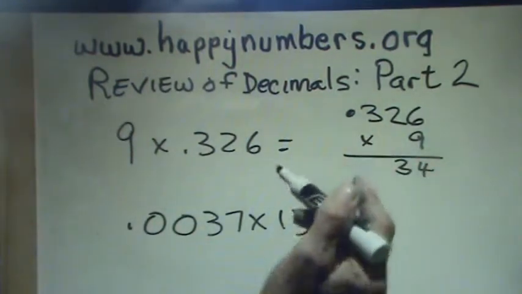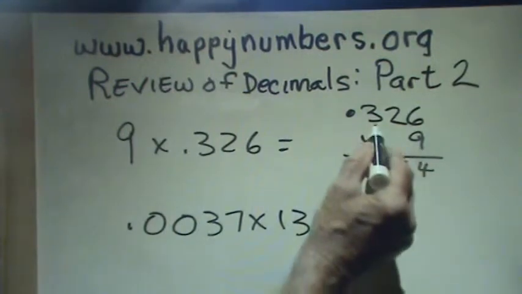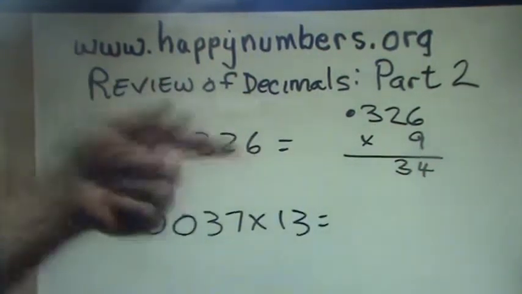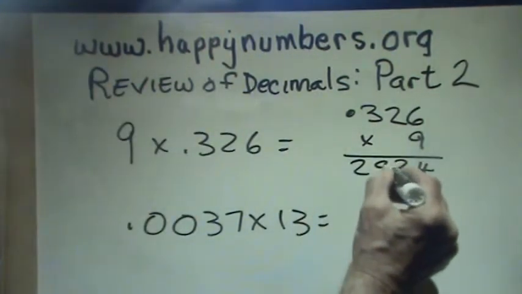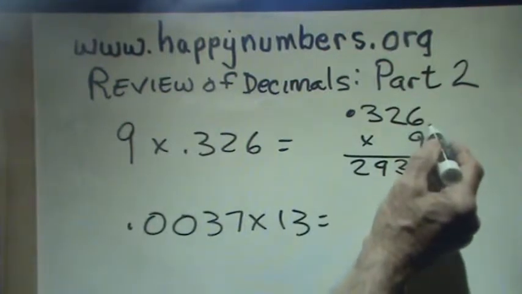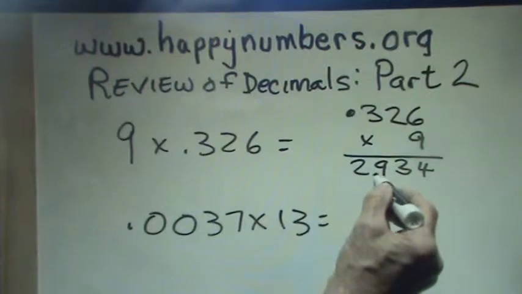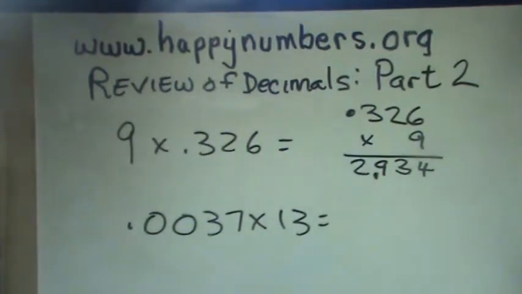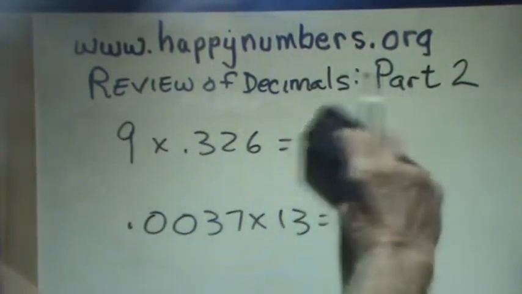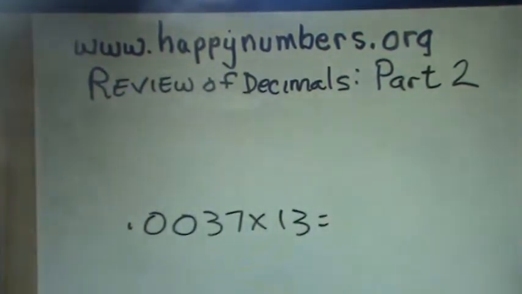Put down the 3, carry the 2. 9 times 3 is 27, 28, 29. Now, I have 3 decimal places: 1, 2, 3. So 1, 2, 3. And that's my answer. Excellent. Let's take a look at this one.